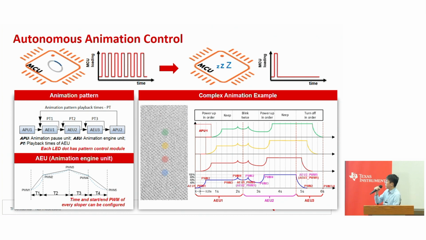The second one is called the AEU, the animation engine unit. It determines what kind of animation, like the example waveform on the right-hand side, where you want the green or yellow color to ramp up and ramp down within your customizations. That is what the AEU, the engine unit, does. The third one is the playback time, which we call the PT. The PT determines how many times you want to loop the same animation pattern within the design.